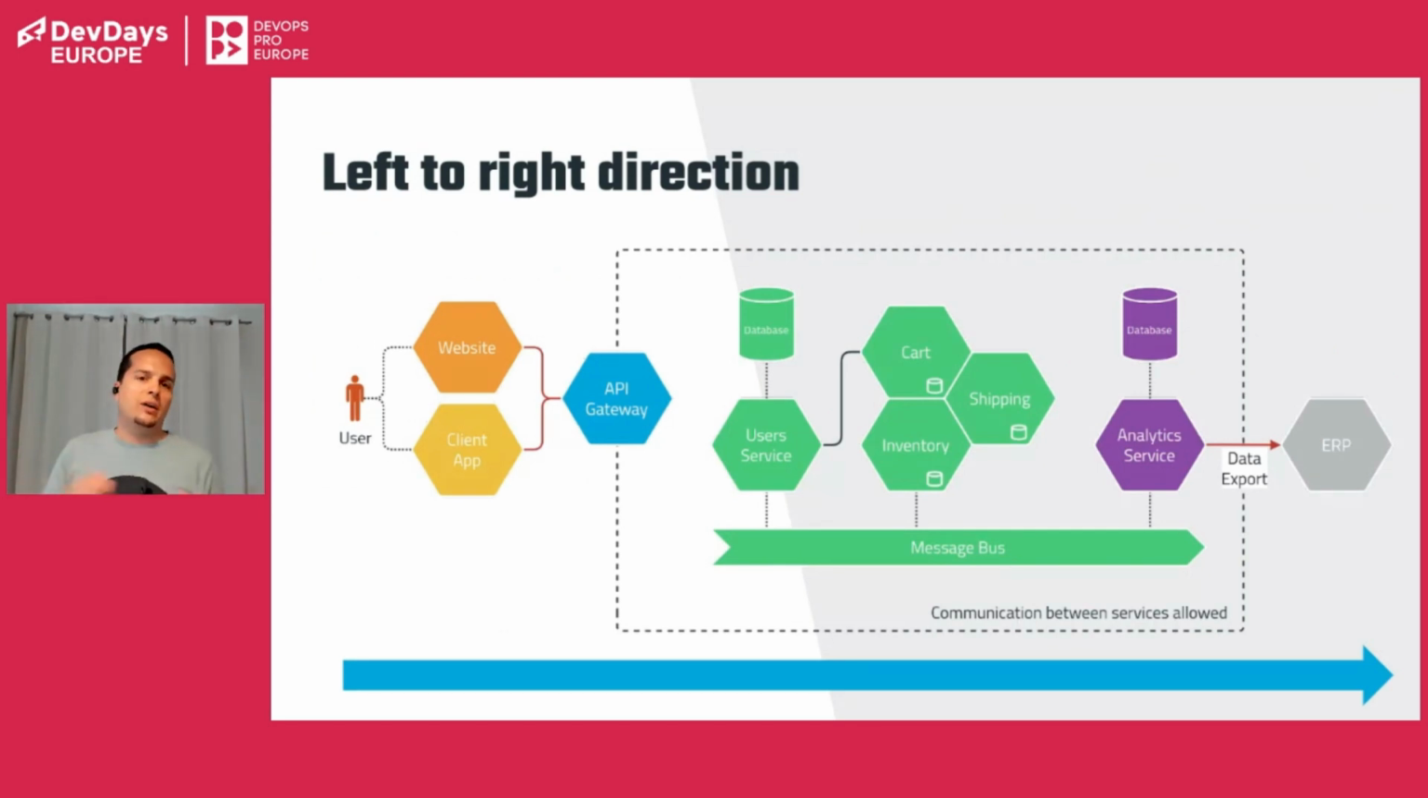So the next one is again an easy one. I like to use a left to right direction. I like to put the user, the most important thing, on the left side, and then go with the flow of the story that I want to tell from left to right to the lesser important parts of the story.